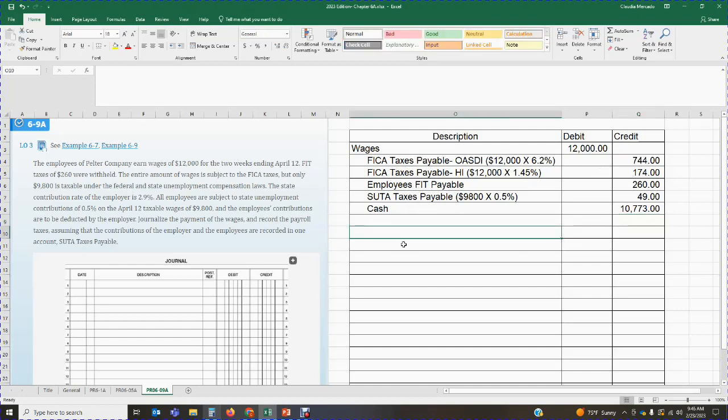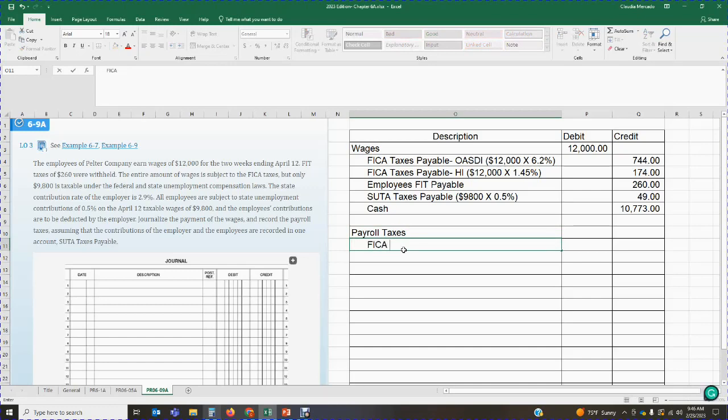Now we're going to do the entry for the payroll taxes. So we're going to go ahead and debit our payroll taxes. And remember, this is an expense account. I don't know the amount of my payroll taxes as of yet, so I'm going to leave that blank. And I'm going to start calculating the taxes that the employer has to pay.